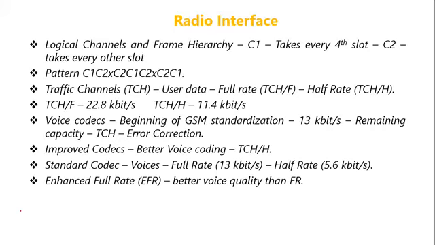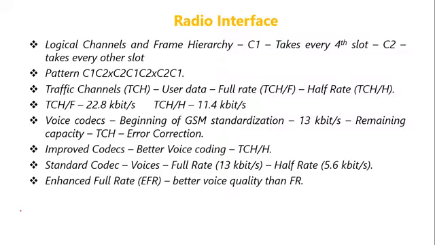So what we have discussed is that there are two types of traffic channels. One is the full rate traffic channel, the other is the half rate traffic channel. The normal data rate of the full rate traffic channel is 22.8 kilobits per second, whereas for the half rate traffic channel it is 11.4 kilobits per second. But with the introduction of voice codecs, data can be transmitted effectively at 13 kilobits per second. So the remaining bits were used for error correction.